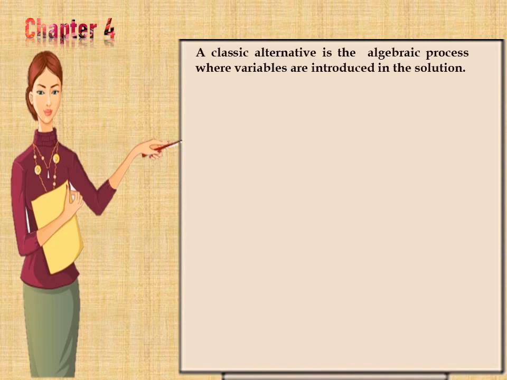So there is another way to solve this kind of problem, and it is the algebraic process, where we introduce variables in the solution. So the first step here is understand the problem. Again, remember, try to restate the problem in our own words so that the problem is easier to understand.